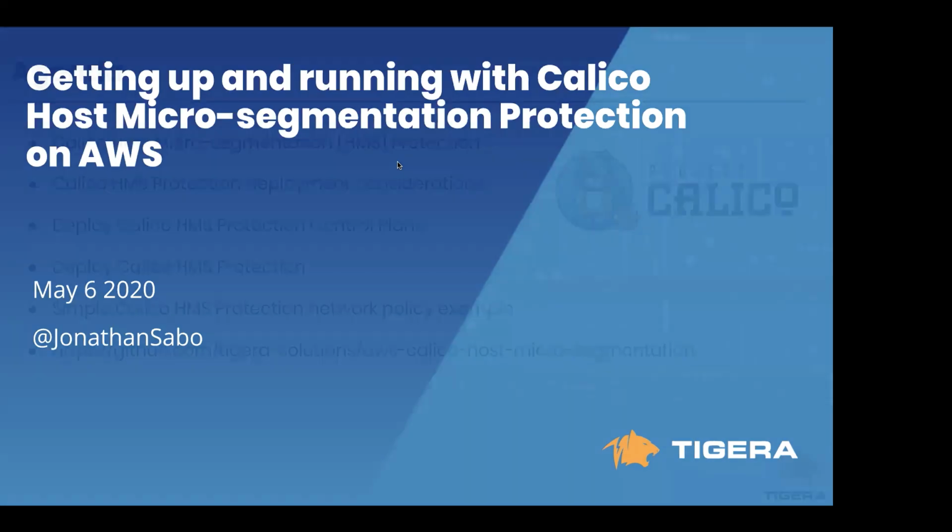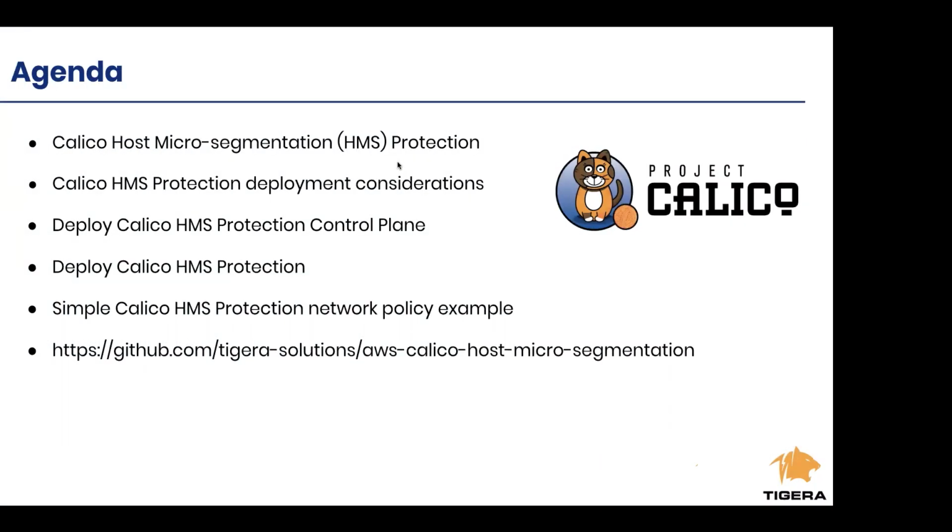All right. We're going to go through some slides at first. We've got about nine or so slides to set the stage and describe a little bit about the solution, Calico's host micro-segmentation protection in AWS.